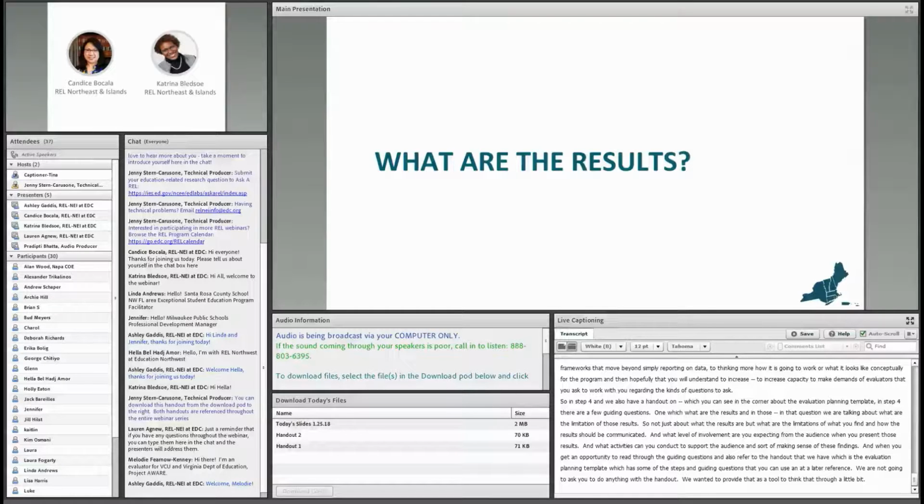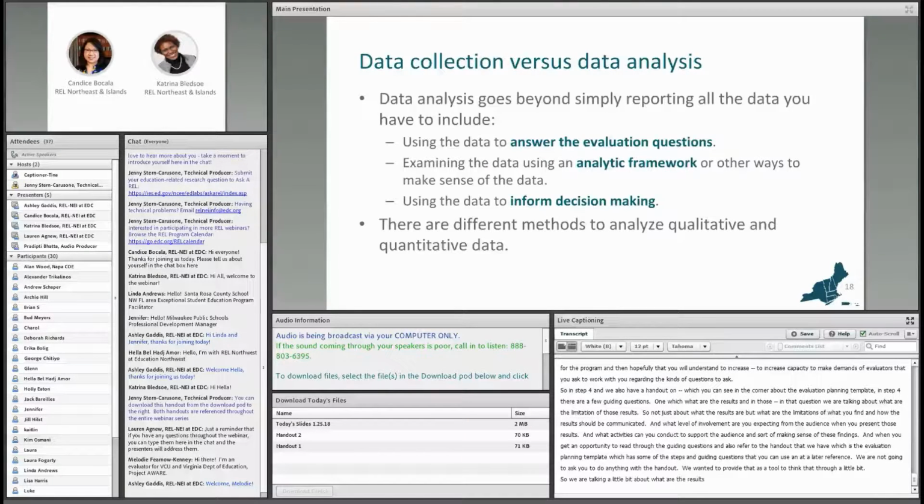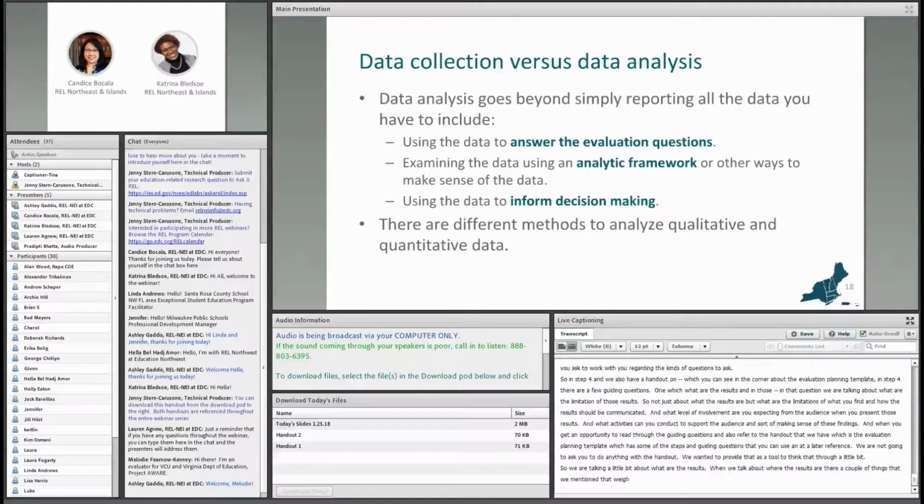So we're talking a little bit about what are the results. When we talk about what are the results, there's a couple of things, as we mentioned, that we want you to take away with today, which is the data collection versus data analysis. When we talk about analyzing data, it goes simply beyond just reporting the data that you have.